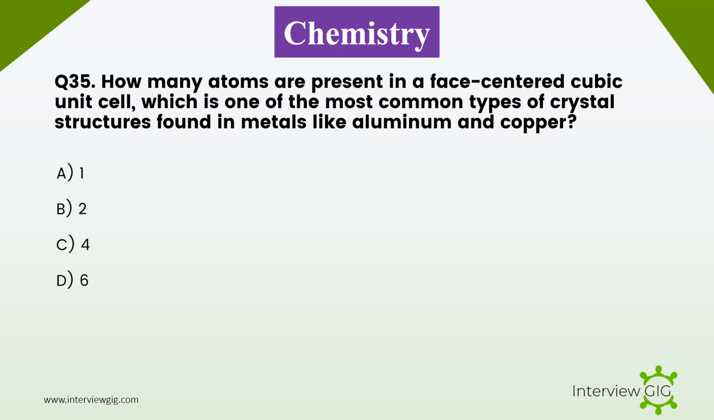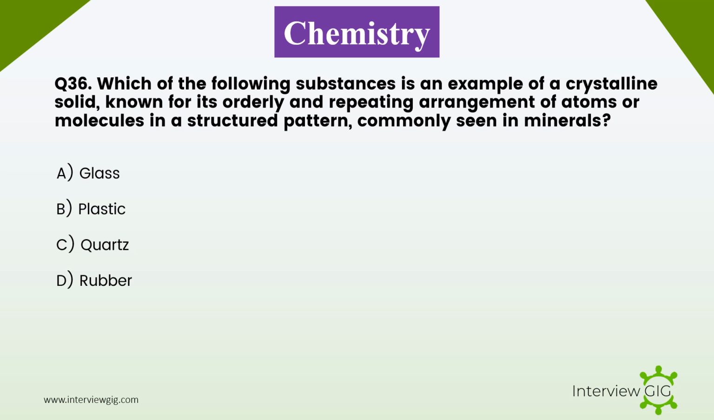Question 35. How many atoms are present in a face-centered cubic unit cell, which is one of the most common types of crystal structures found in metals like aluminum and copper? A. 1. B. 2. C. 4. D. 6. Answer C. 4. Next question. Which of the following substances is an example of a crystalline solid, known for its orderly and repeating arrangement of atoms or molecules in a structured pattern commonly seen in minerals? A. Glass. B. Plastic. C. Quartz. D. Rubber. Answer C.